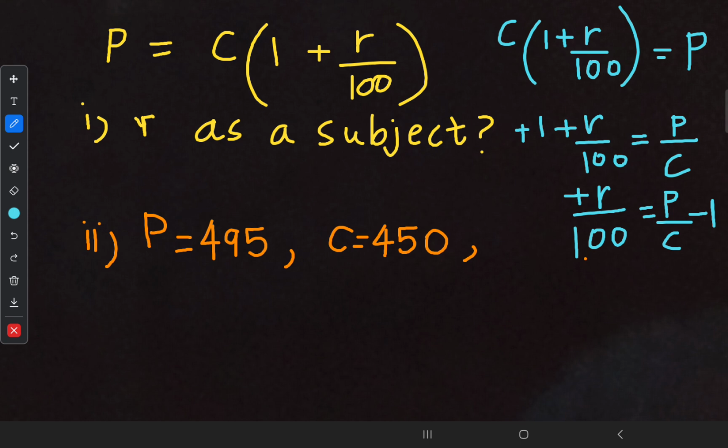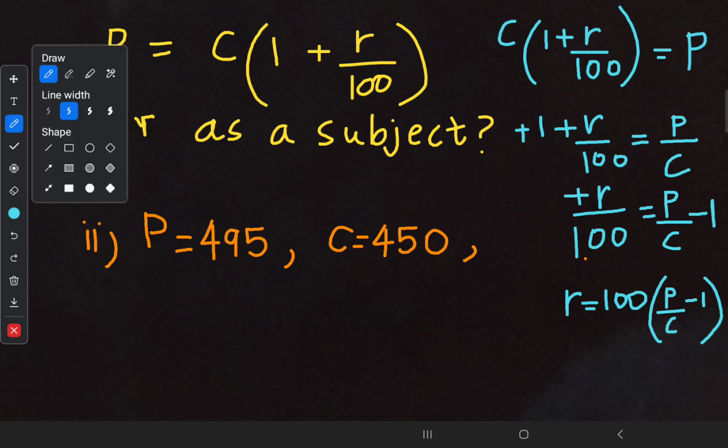Then after, R divided by 100. So let's write the R as it is. The division by 100 will become a multiplication, so 100 times all these values. Let's make it a bracket: P upon C minus 1. This is the way you should write your answer.